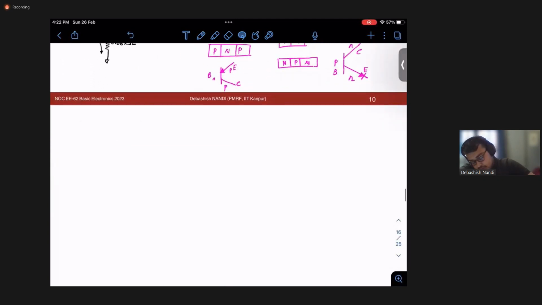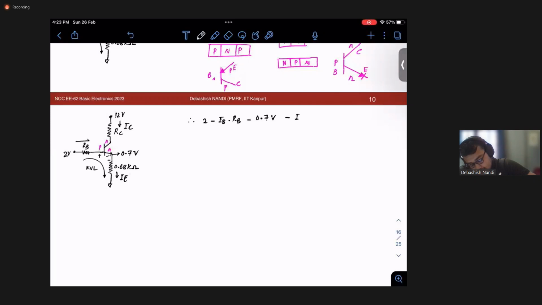So if we solve this, for this to be forward biased, it has to be 0.7 volt, right? So if I apply KVL in this loop, then 2 volt minus IB into RB minus 0.7 volt minus IE into RE equal to 0. The current flowing here is IE, here is IC, here is IB. What are known? 2 minus IB is known, right?